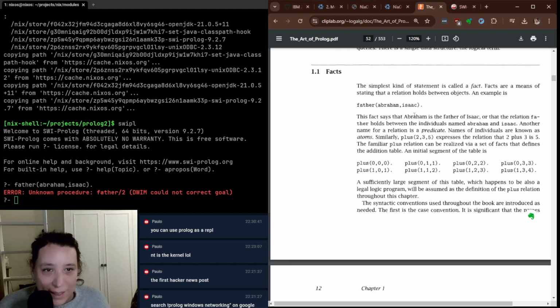A fact says that Abraham is the father of Isaac, or that the relation father holds between individuals named Abraham and Isaac. Another name for a relation is a predicate. Names of individuals are known as atoms. Similarly, plus(2, 3, 5) expresses the relationship that 2 plus 3 is 5.